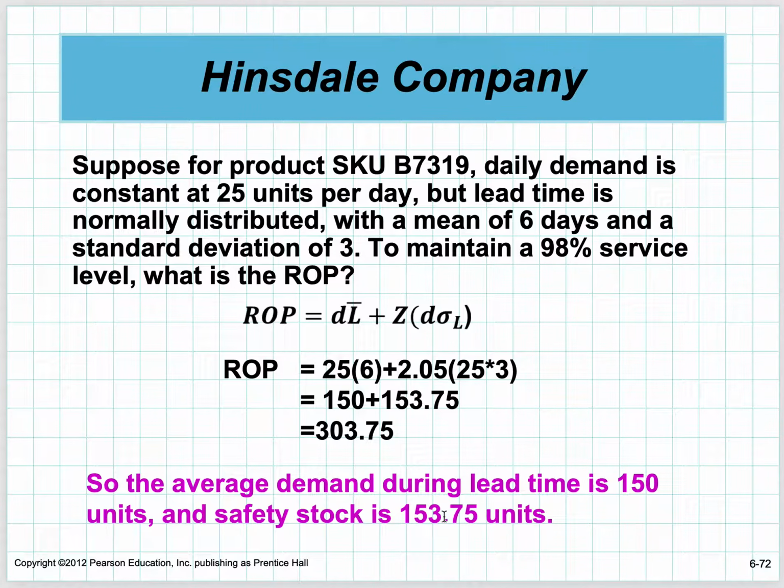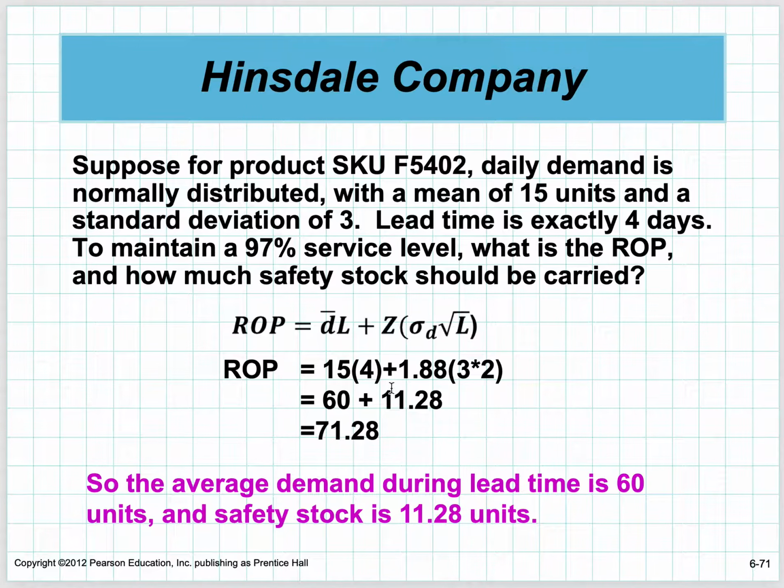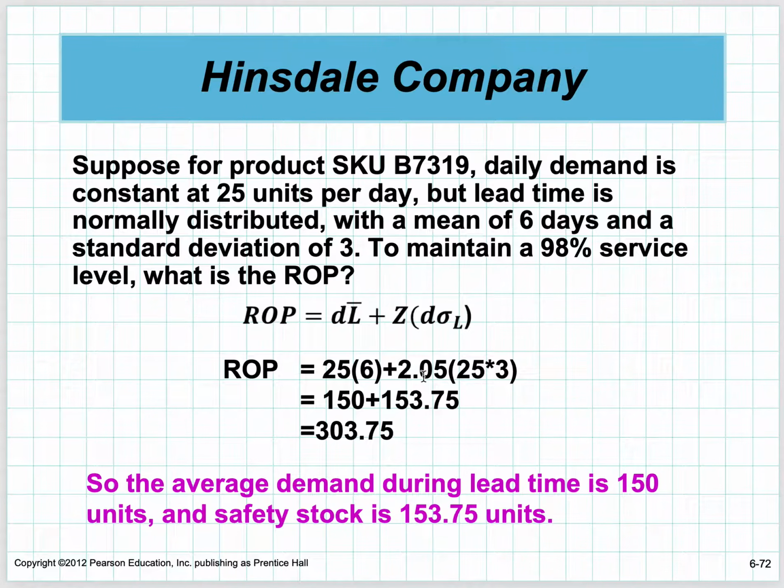11.3 units. If you do it the other way, the Hinsdale company, they have an SKU, and their daily demand is constant at 25, but the lead time is normally distributed with a mean of 6 days and a standard deviation of 3. You see what happens here. To maintain a 98% service level, and here's where they're using, in both cases, that number off the table. QM would find it for you. You don't have to worry your heads about that.